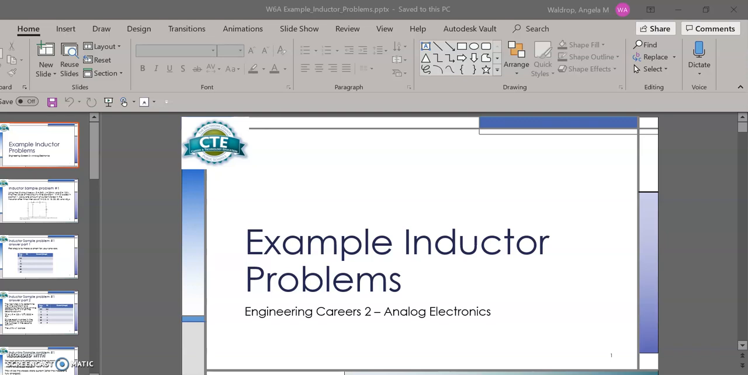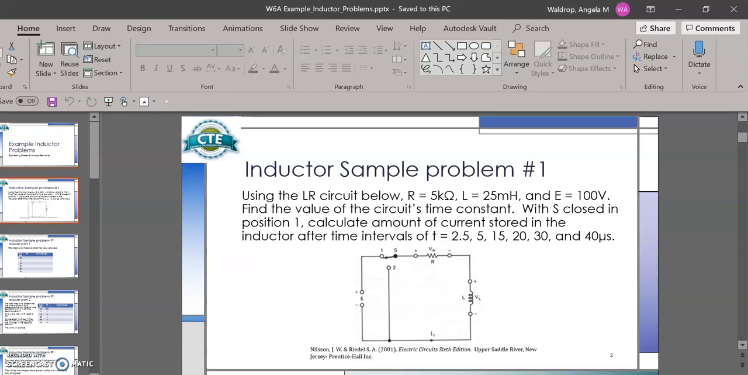Okay, what we're going to do today is learn how to do inductor problems in electric circuits. I just want to say that the capacitor problems will be done in a very similar fashion, so we can use this video to learn about that as well. Okay, so the example problem that I have for you is here.